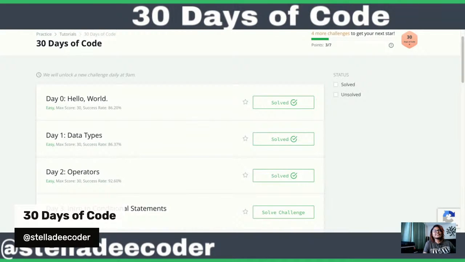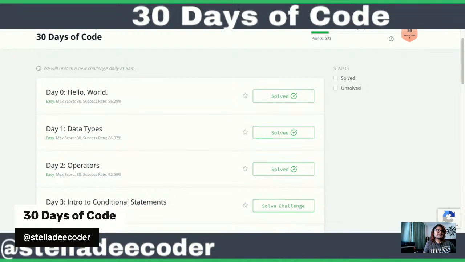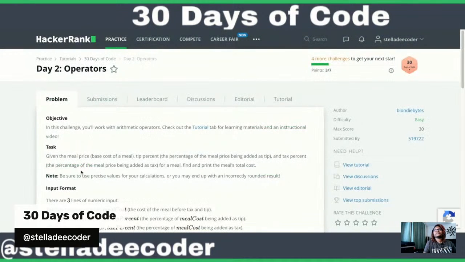Since it's day 2, we are going to do day 2, which is operators. Even though this already says solved, I solved it 6 months ago in Java, and today we're going to do it in Python instead. So let's try that out.